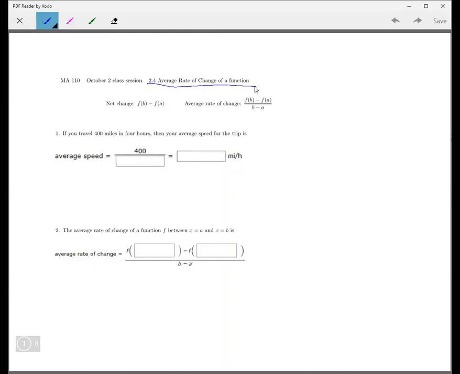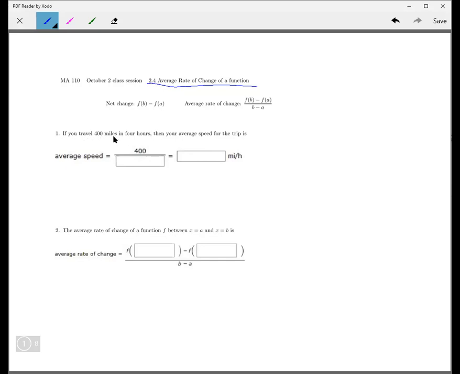Starting on section 2.4, which is average rate of change of a function. As you go from A to B, the net change is f of B minus f of A. The average rate of change is f of B minus f of A over B minus A. This is an example that leads into this.